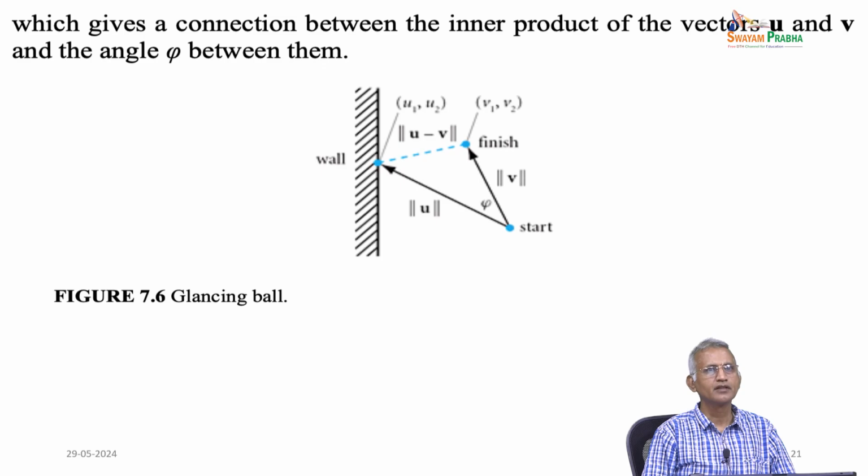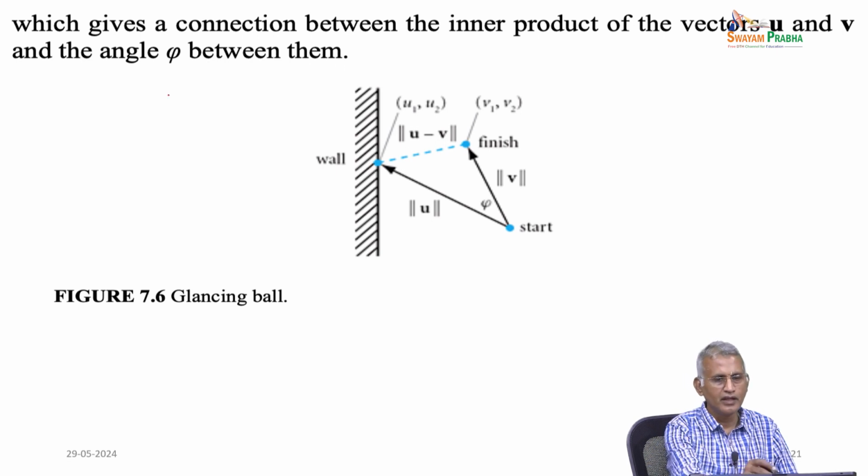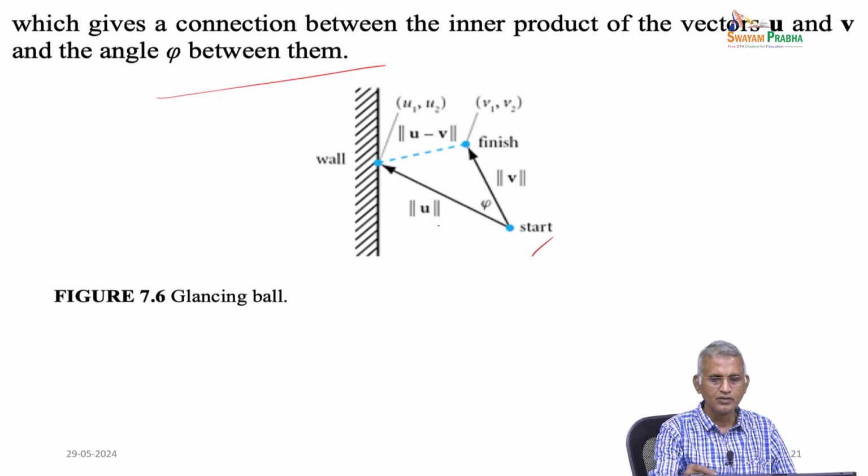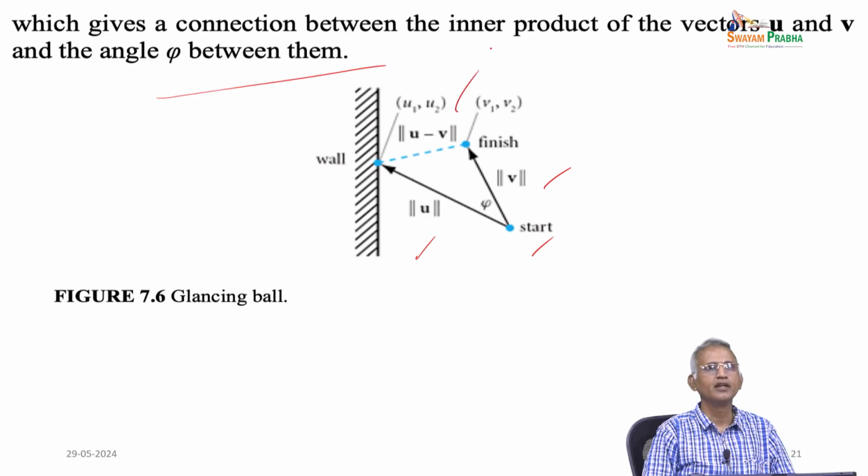This gives the connection between the inner product of the vectors U and V and the angle phi between them. Suppose you are throwing a ball, it starts from here and then reflects here, so that U is reflected like this to V. Then the distance between them, norm of U minus V, is calculated like this, and this is called a glancing ball, a corresponding real-time application. That is all.